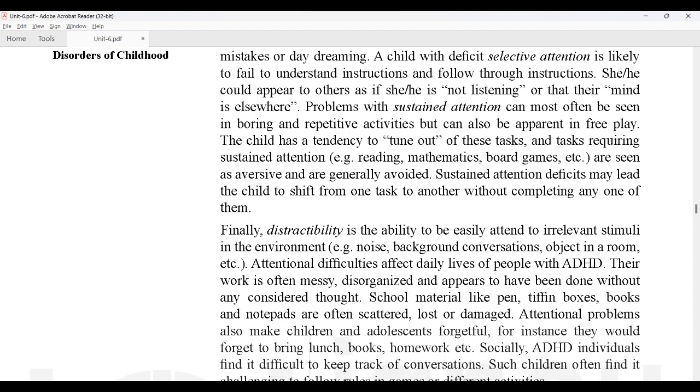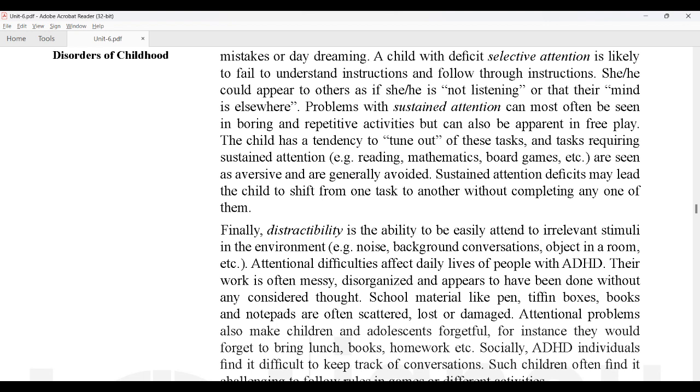A child with deficit selective attention is likely to fail to understand instructions and follow through instructions. She / he could appear to others as if she / he is not listening or that their mind is elsewhere. Problems with sustained attention can most often be seen in boring and repetitive activities but can also be apparent in free play. The child has a tendency to tune out of these tasks, and tasks requiring sustained attention, for example reading, mathematics, board games, etc., are seen as aversive and are generally avoided.